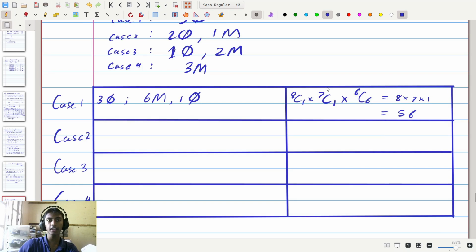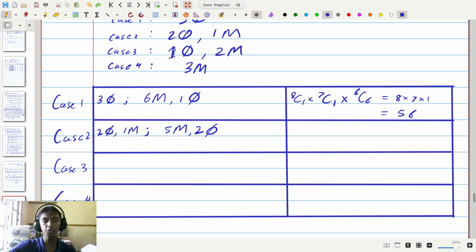Now considering case 2. In case 2, 2 oranges and 1 mango went to the first guy. So here we have 2 oranges and 1 mango going to the first guy, and the remaining people get 5 mangoes and 2 oranges. Since we had 4 oranges originally, if we give 2 to the first guy, 2 will be left over for the remaining people. If we had 6 mangoes initially, 5 will be left over for the remaining people.